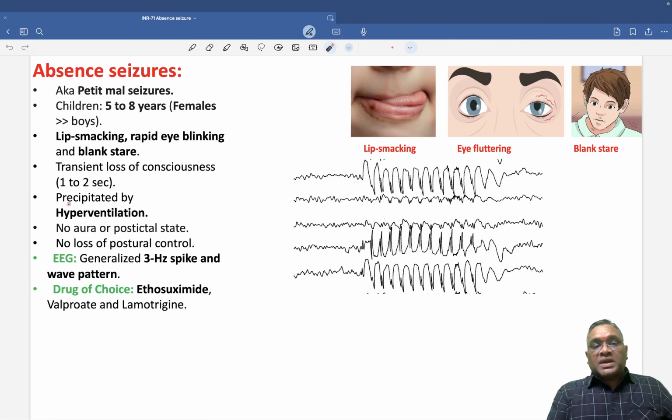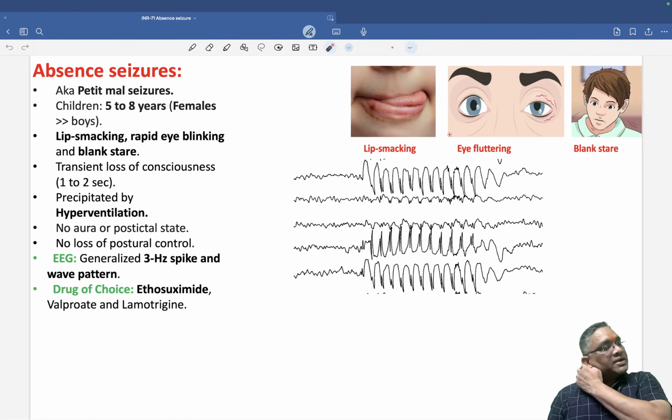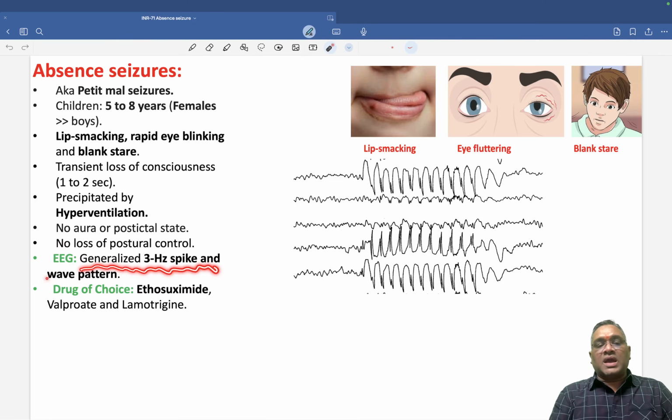This is precipitated by hyperventilation, and that is why sometimes when we are recording the EEG, we will precipitate the event by giving hyperventilation to this patient, right? So that is very important, right? So precipitated by hyperventilation, and there will be no aura or post-ictal state. There will be no loss of postural control, and when you perform EEG, it will show you a generalized 3 hertz spike and wave pattern.